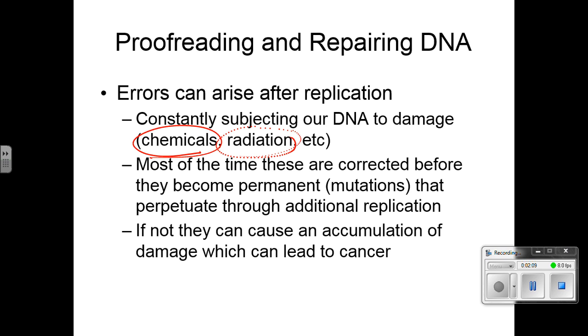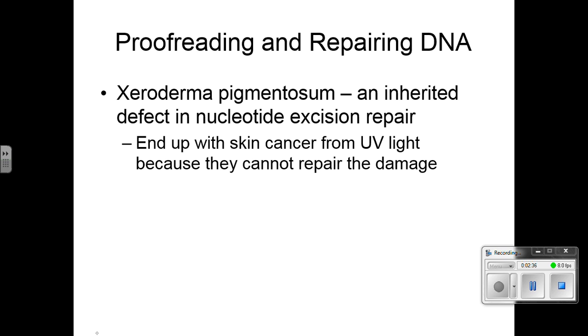Most of the time, these are corrected before they become permanent. When they become permanent, we call them mutations that perpetuate through additional replication. If not corrected, they can cause an accumulation of damage, which can lead to cancer. So mutations are errors that persist and get past the repair mechanisms. And an accumulation of too much mutation can actually lead to cancer. There are other conditions in which excessive DNA damage can lead to other things as well, but cancer is a big one.